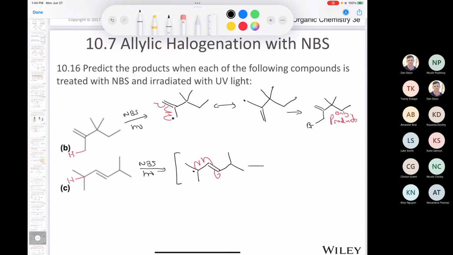And now we're going to draw the other resonance contributor, which looks like that. Okay, like that. So we've got our radical here. And now our bromine can add at either of those sites. So we can have the bromine at this position here, or we could add the bromine at this position. Either one. So we end up with a mixture, don't we?